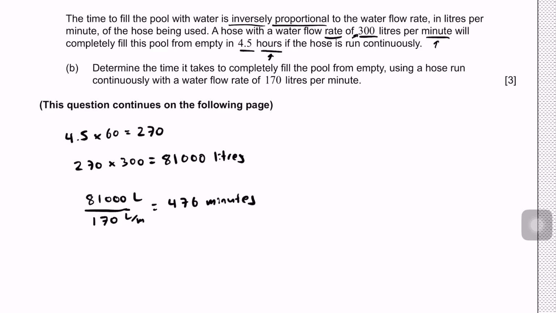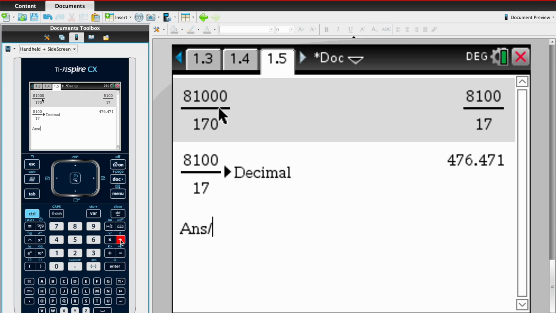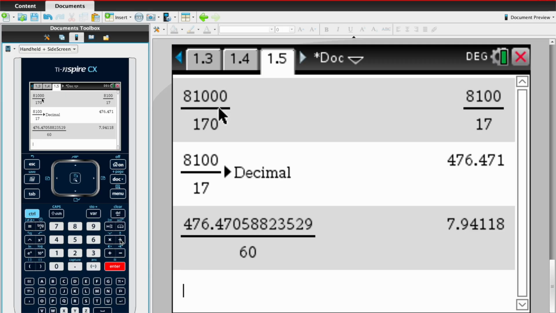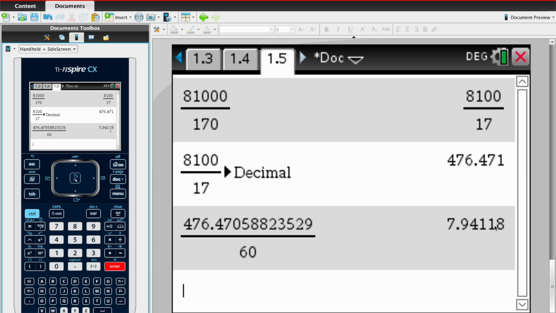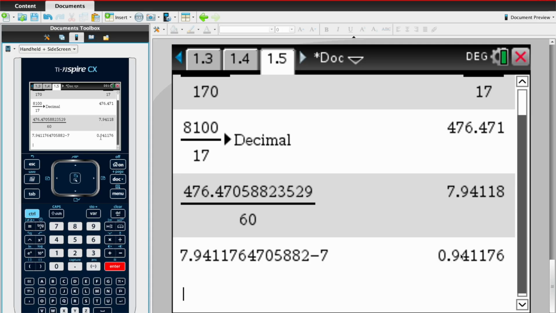And then if we wanted to, we can just divide this by 60. And we can find that it will take us 7 hours. So I'm actually just going to write this out. It's going to take us 7 hours. And then we're going to have this 0.94118 that we haven't yet accounted for. So I'm going to subtract 7. We already took care of this 7 hours, but now we have 0.941176 of an hour left.